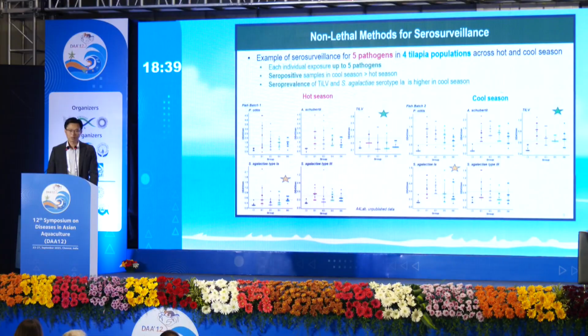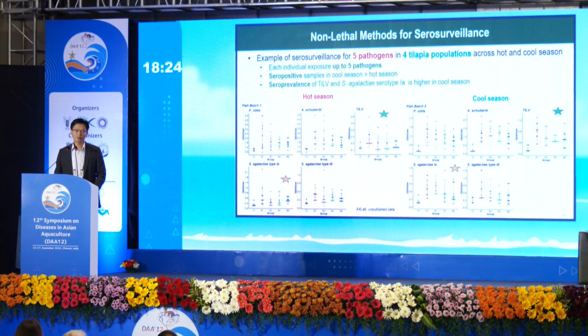So the result is very interesting. You see that each fish was exposed to 5 pathogens. They have antibody against all 5 pathogens. And the majority of them are positive samples, with higher prevalence in the cool season compared to the hot season.